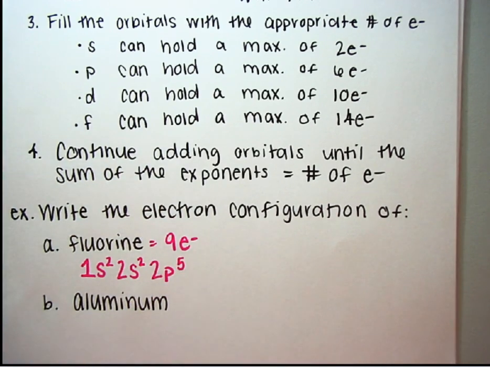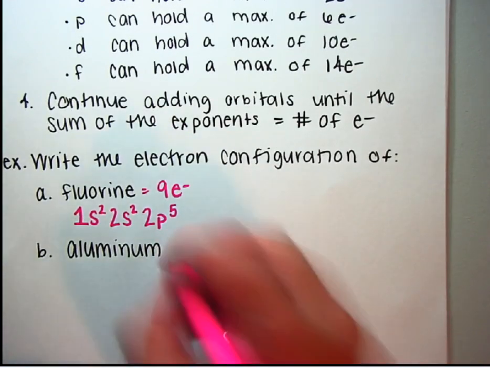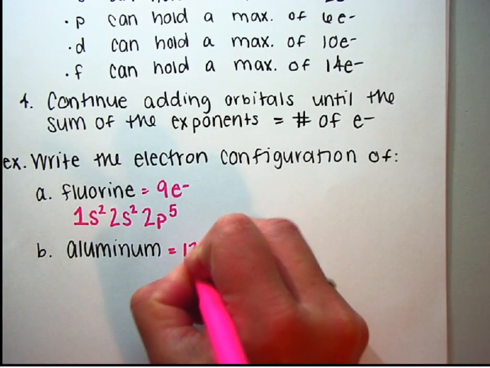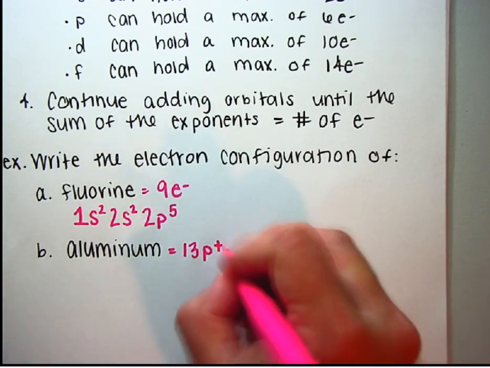Next, let's do aluminum. So if you look up aluminum on the periodic table, aluminum is atomic number 13. So an aluminum atom has 13 protons and 13 electrons.